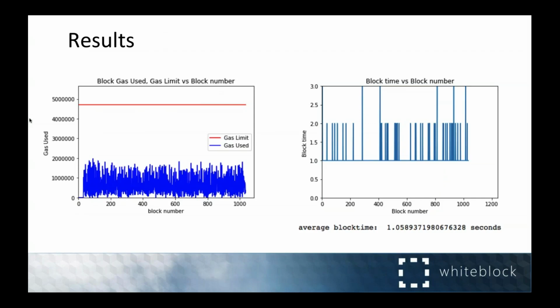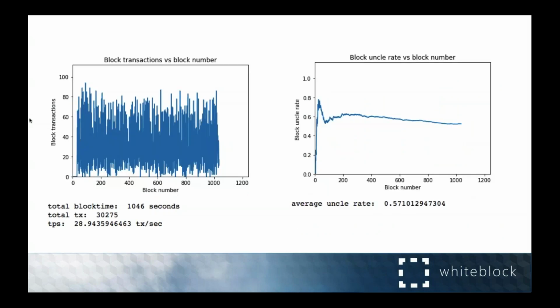So our results showed, the one on the right is showing what our block time was. The left is showing how much gas was used per block, and 20 million was the default gas limit used in Ethereum. So that means this is how much gas can be expended within this block. Our total block time was 1,046 seconds. Our total transactions were 30,000. Our transactions per second were on the high end, but that's because these were all running local to one another.